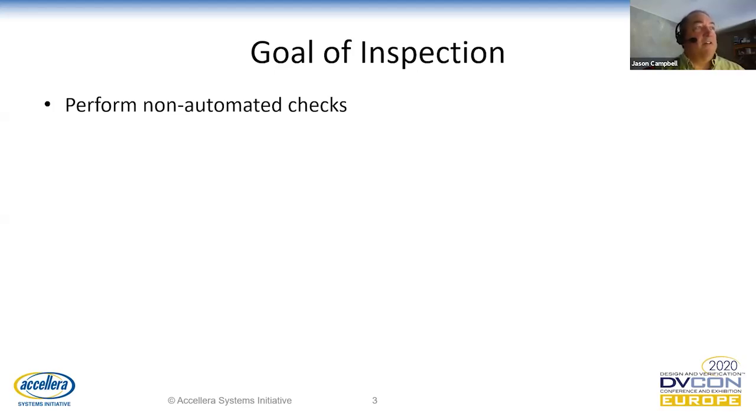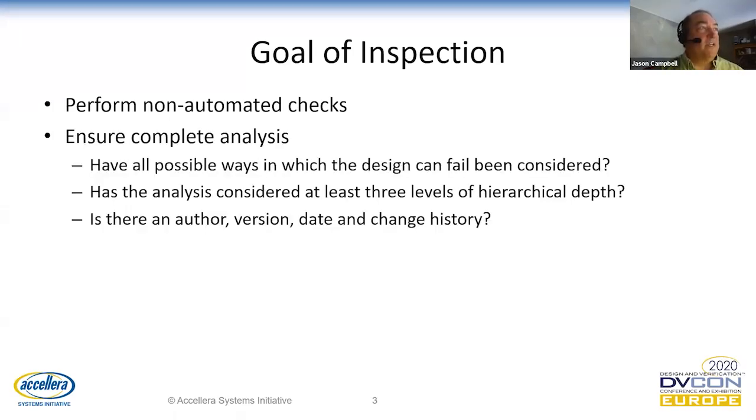However, there are a number of non-automated checks that the tool just cannot do. One of those, and perhaps the primary one, is to ensure the analysis is complete. So we take a look and say, have we analyzed every possible failure that we can think of? For example, if we take a look at a state machine and we say, if this state machine fails because of the presence of a fault, it reaches an illegal state. Have we considered that in our analysis? And then, have we done the appropriate assignment of a safety mechanism and so on? So we have to look at each one of those.